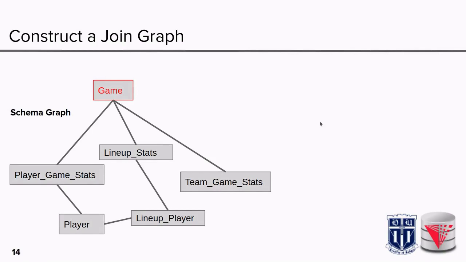We then find viable join edges that exist in the schema graph to construct the join graph. As you can see, there exists an edge between player game stats and game, and also another edge between player game stats and player. Based on those edges, we can just build our previous example join graph.